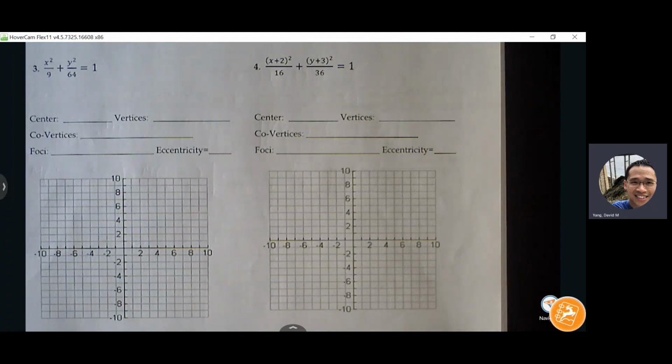I can spend Monday, Tuesday doing hyperbolas, and then Wednesday review, and Thursday, Friday. You can pick which day you want to take the quiz.